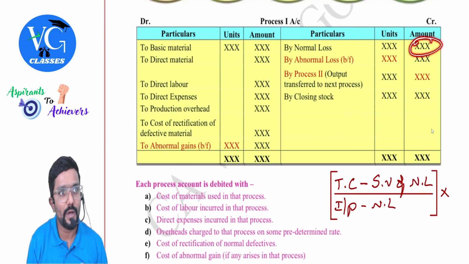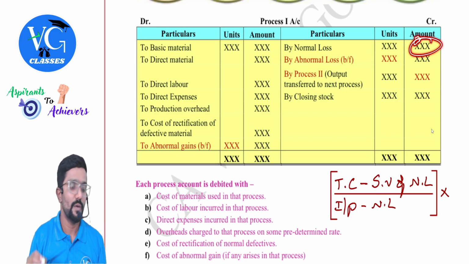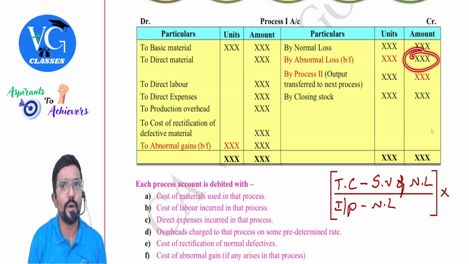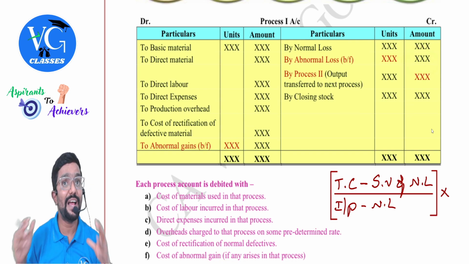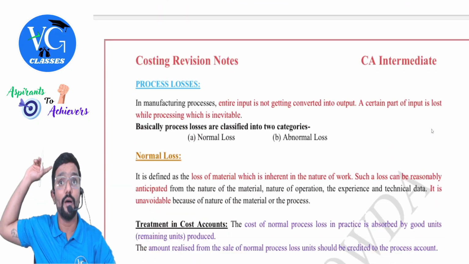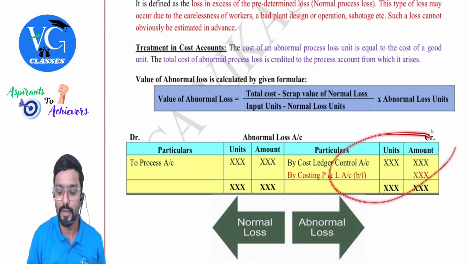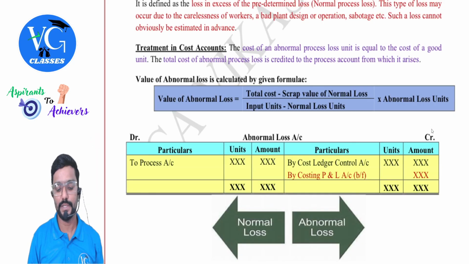Guys, one difference between both the losses, listen here. What I transferred to the normal loss account is not the cost of normal loss units. It is the scrap value of the normal loss units. Whereas whatever I am transferring here to the abnormal loss account is the cost of abnormal loss units. Clear? Will I record the scrap value of abnormal loss units in the process account? No. Where do I record it? In the abnormal loss account. Hope you understand.